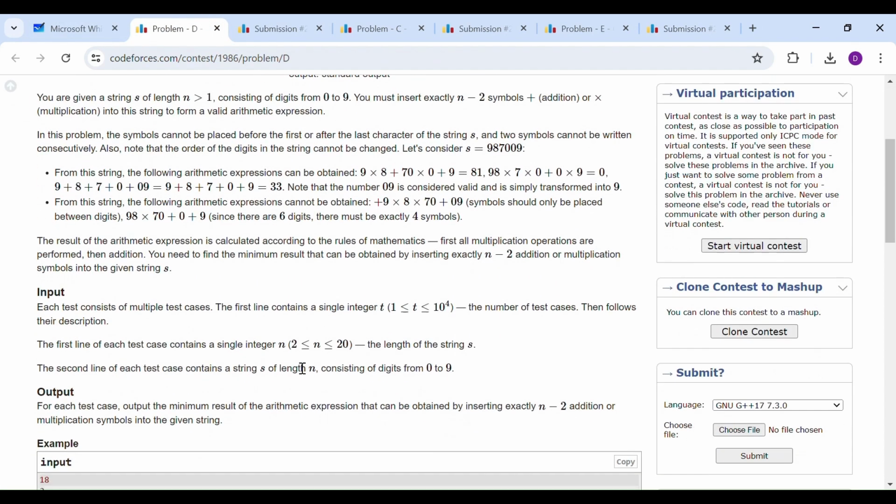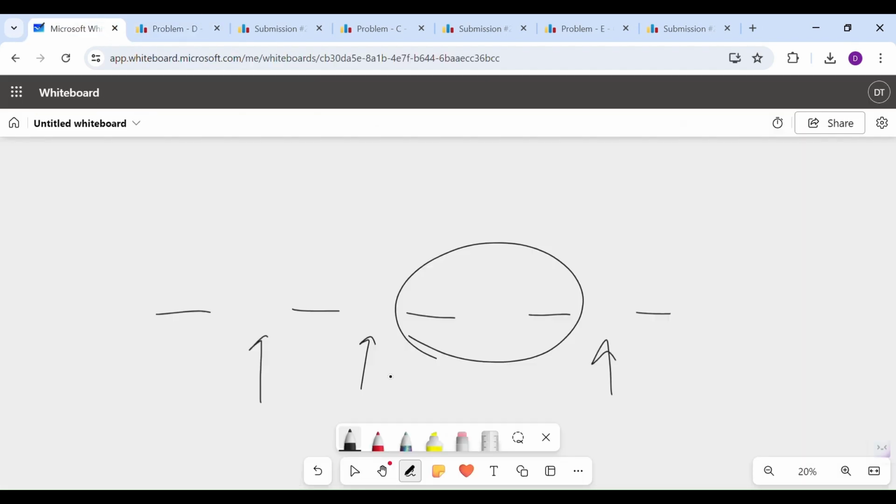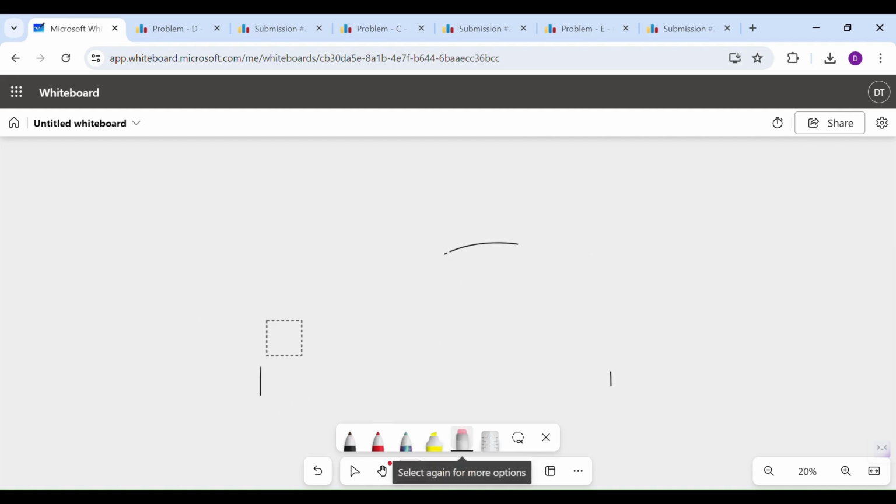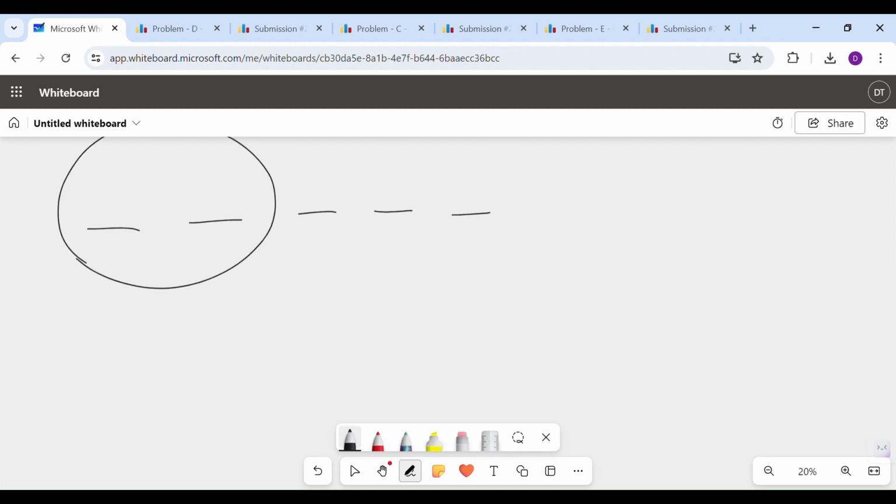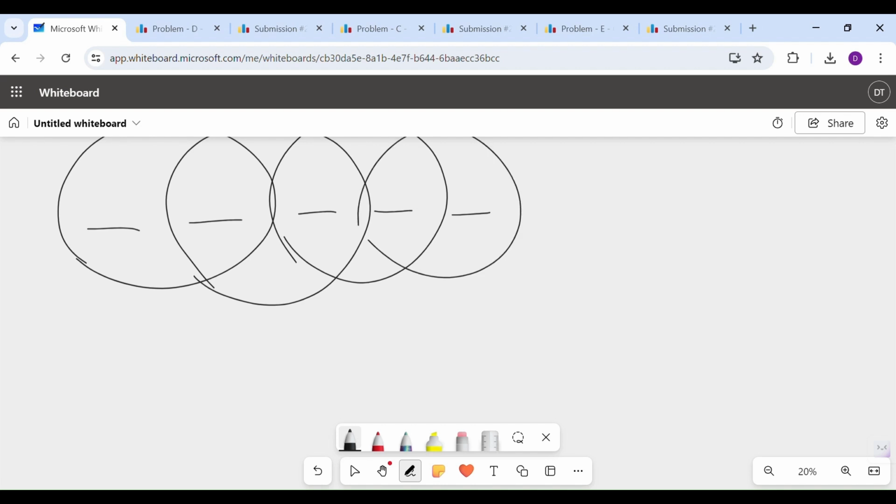Now, since the constraints are very less, we can directly brute force the value through every possible double length string. Like, if you have a string having n is equal to 5, that means at your first operation, you will find a value keeping your first 2 digits as your 2-digit number. In your second operation, you will choose these 2 digits. In your third operation, these 2. Fourth operation, these 2. And then after calculating the answer for every possible, you return the minimum.